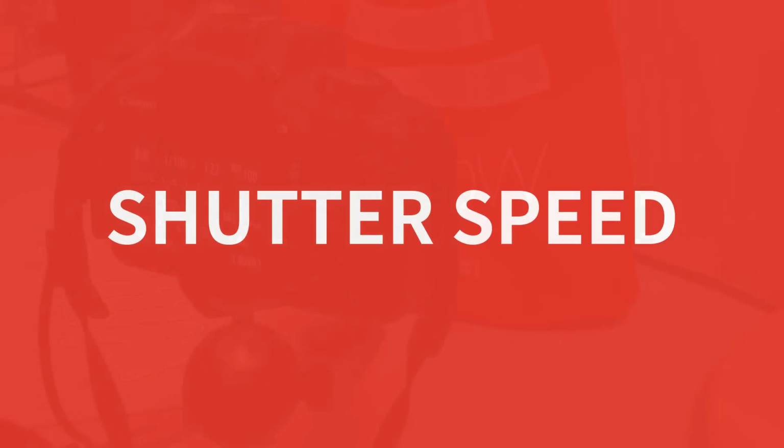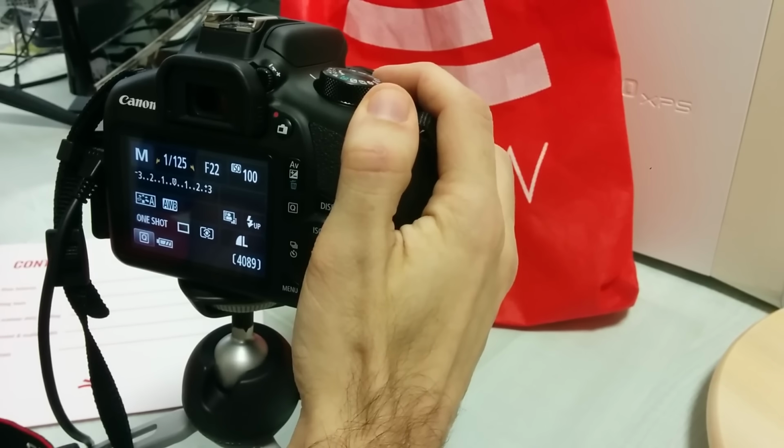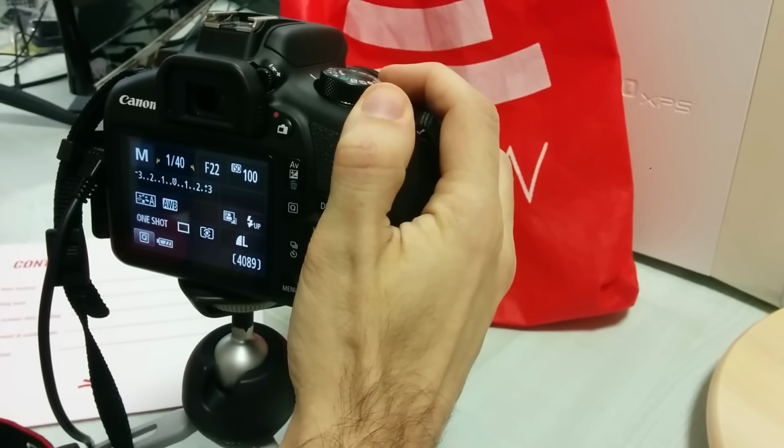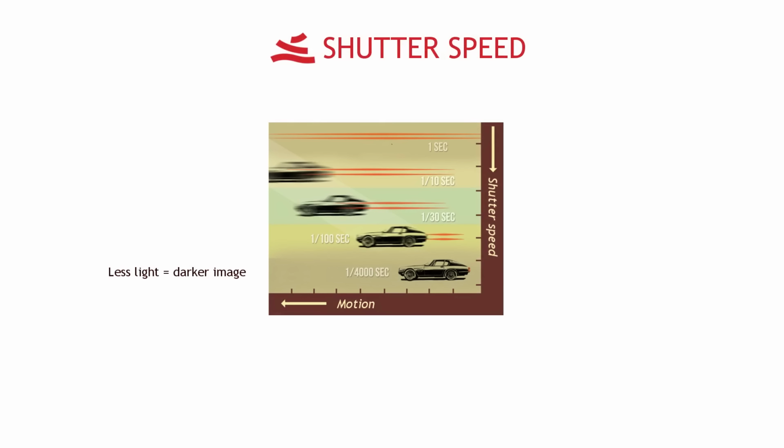Shutter speed. The length of time when the sensor inside the camera is exposed to light is referred to as shutter speed or exposure time. The sound you hear when taking a photo is the physical shutter that opens and then closes. Halving the shutter speed means halving the amount of light that is allowed to enter the camera. A shorter exposure time will yield a darker image, but will suffer less from motion.